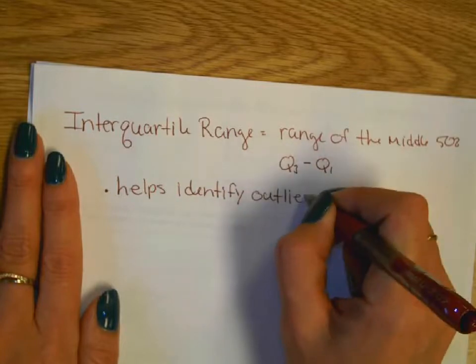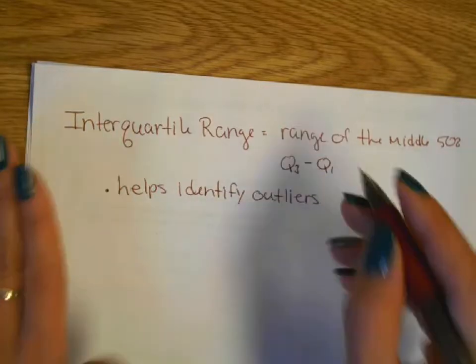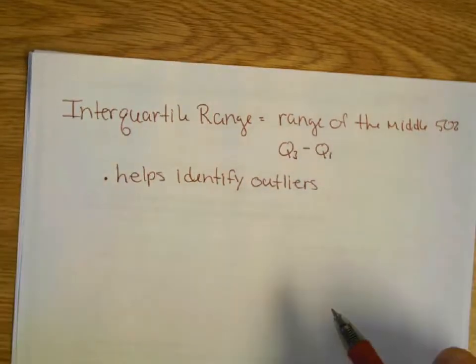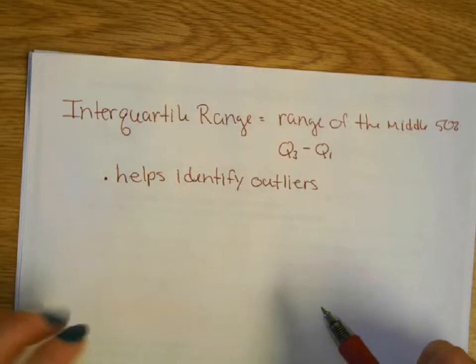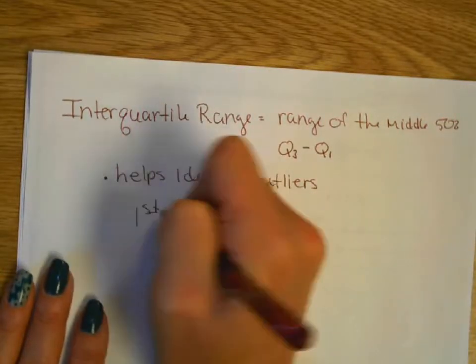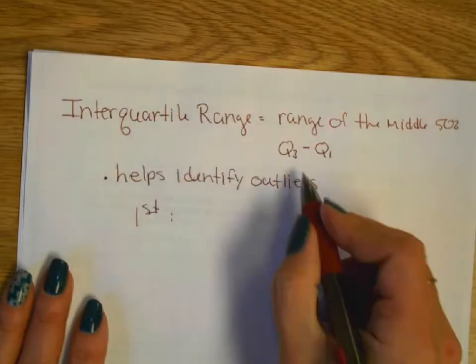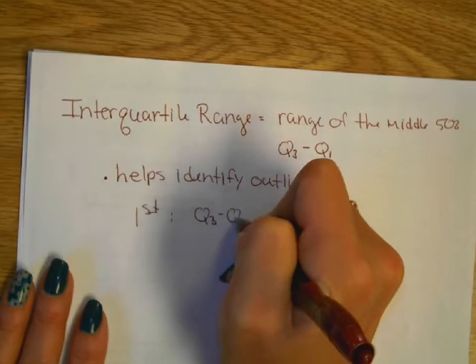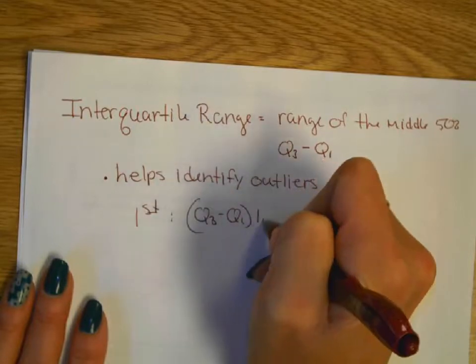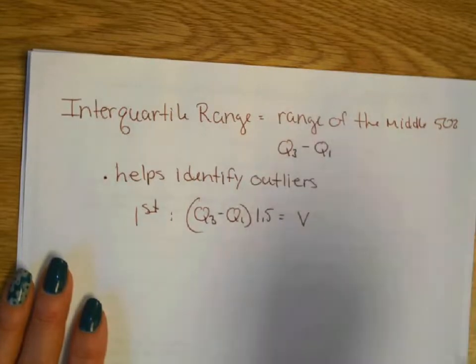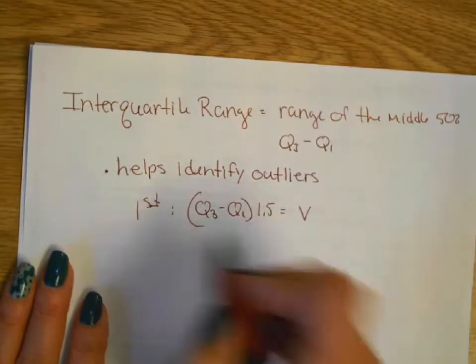Remember the values that are way far removed from the rest? And I said there would be a formula to help us decide if something's far enough away to be considered an outlier. Well, here's your 3 steps. You first take that interquartile range, Q3 minus Q1, multiply that by 1.5. I'm going to call that result V for some value.